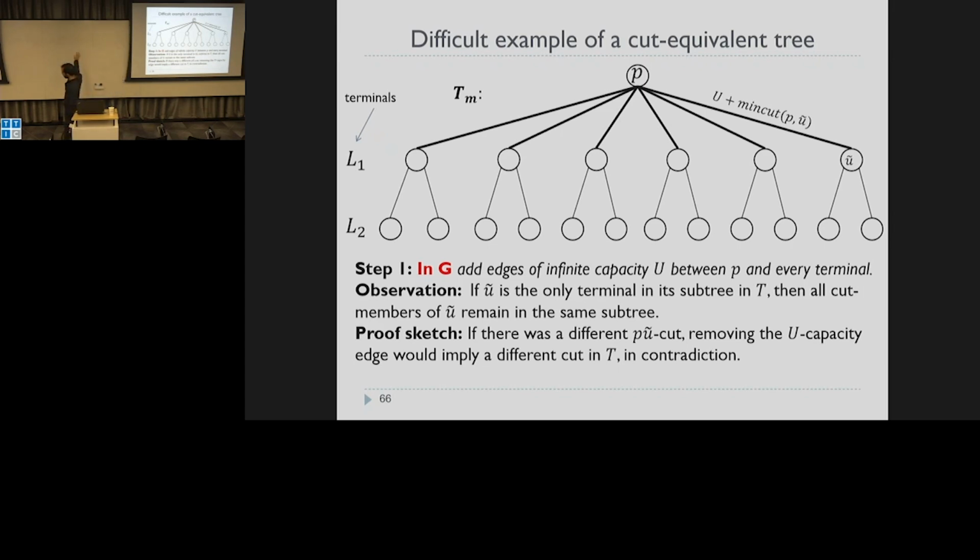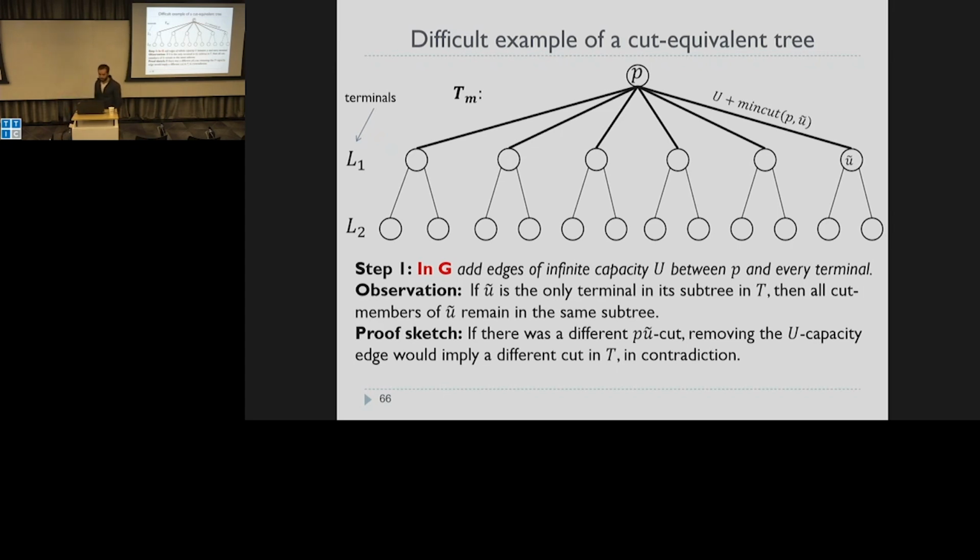So in the graph G, again, not in the tree, in the graph G, we add edges of infinite capacity between the pivot P and every terminal. Okay? And what I want to claim is that it's not going to make chaos in how the Gomory-Hu tree looks like. So more rigorously, if ũ is the only terminal in its subtree, then its subtree looks the same after this modification.